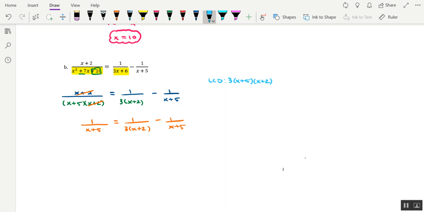Looking at the third fraction, or the second fraction on the right, in order to cancel out the x plus 5, the LCD would need x plus 5. And it actually already does. So there's no need to add anything else to this LCD. And this is what we're going to use to distribute to every term in the equation. So with that said, we're going to distribute 3 times x plus 5 times x plus 2 to the fraction on the left. We'll also put a copy of that in front of each of the fractions on the right-hand side.